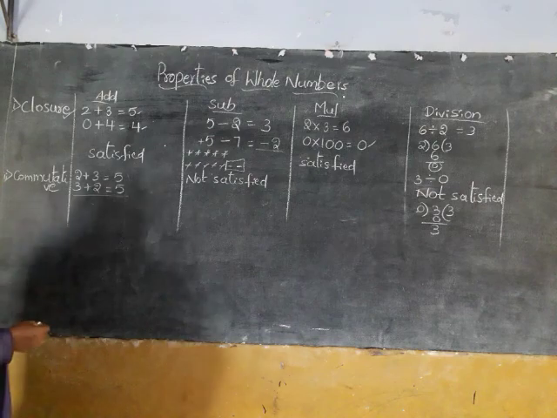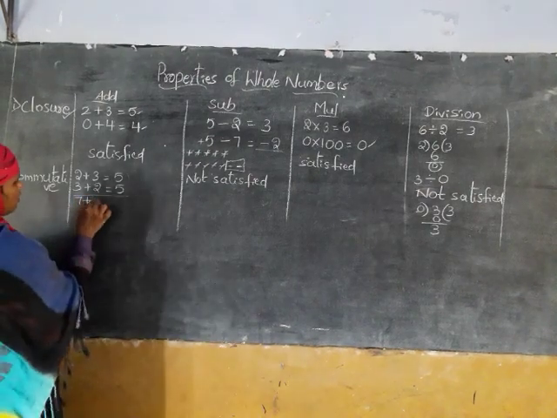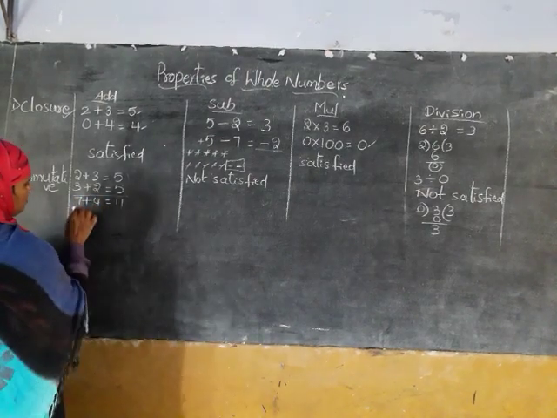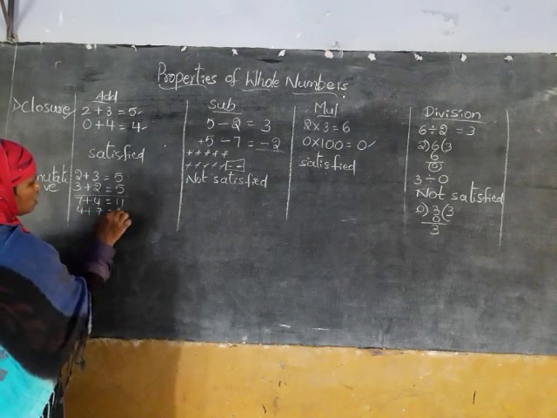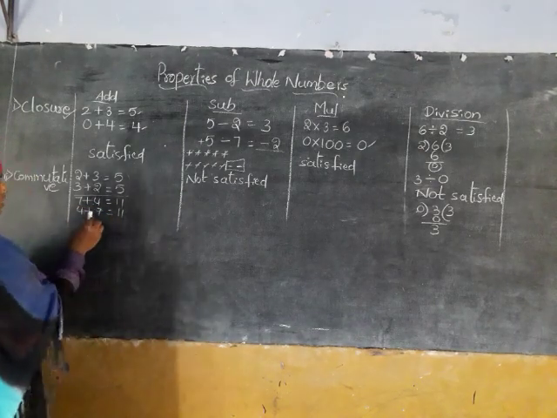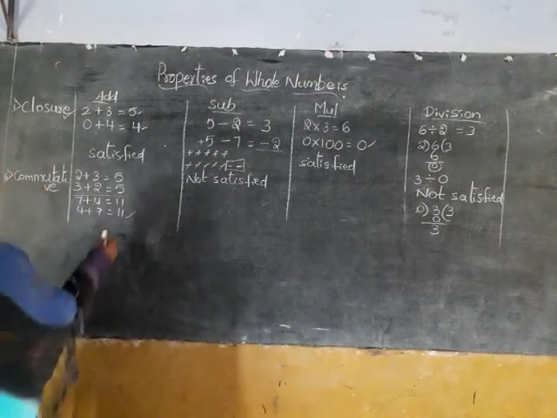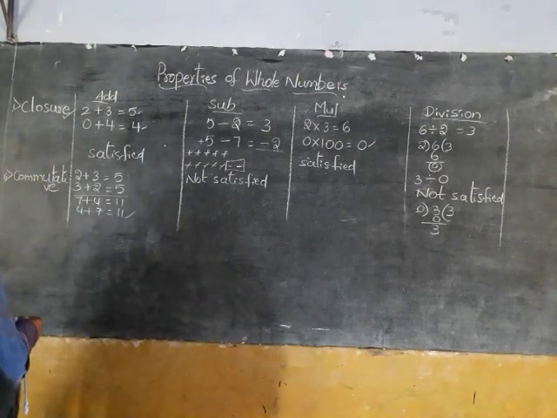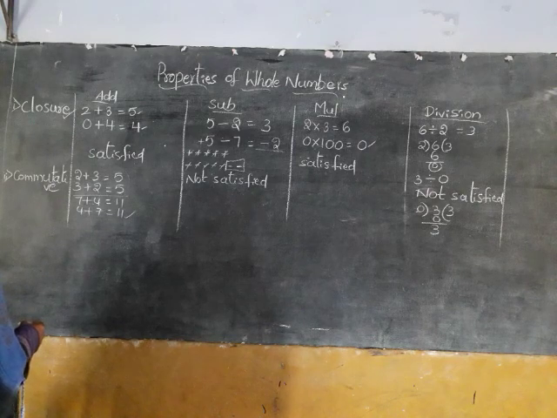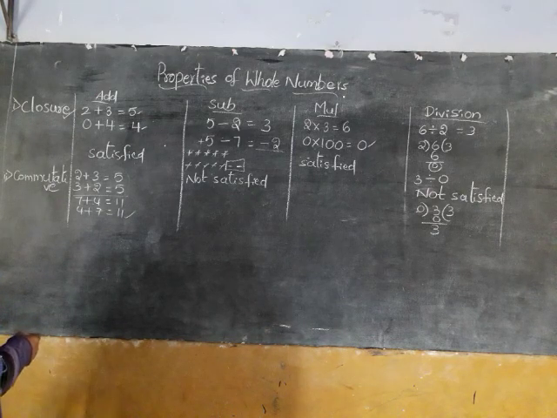Yes, it is satisfied. Take any number. Suppose 7 plus 4, 11. Or 4 plus 7 is also 11. 4 is a whole number, 7 is also a whole number, and the answer is also a whole number. From this we can say that commutative property is satisfied under addition.